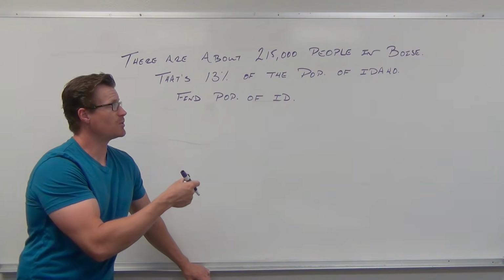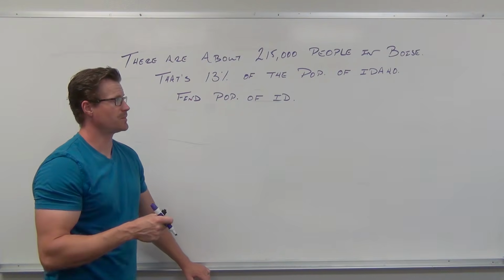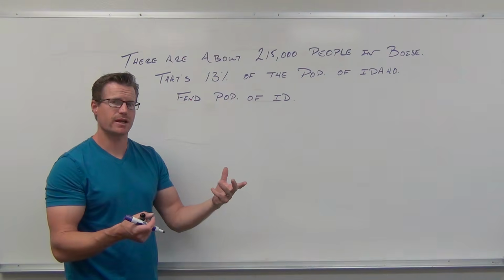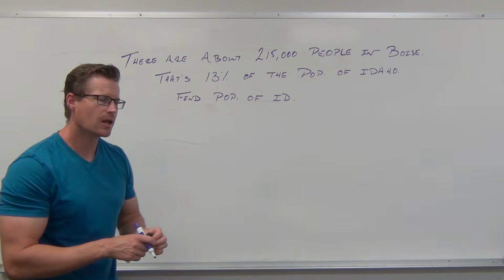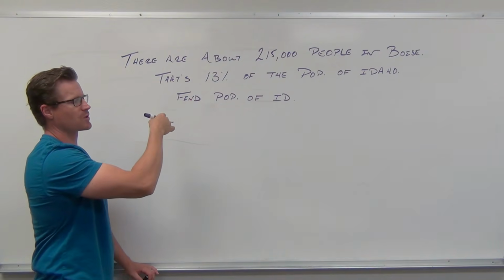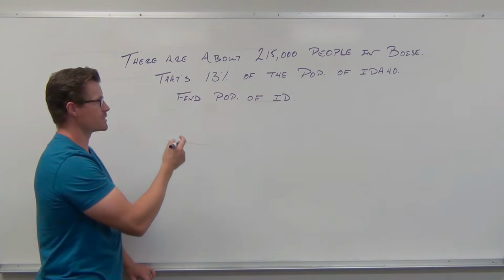concept. The population of Idaho, find the population of Idaho. Basically, it's telling you here what you don't know. You don't know the population of Idaho. That's going to be our variable. We're going to want to find it. Let's do a verbal model first. So let's see how the word problem starts. We start with the people in Boise.